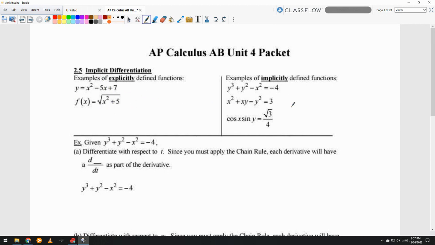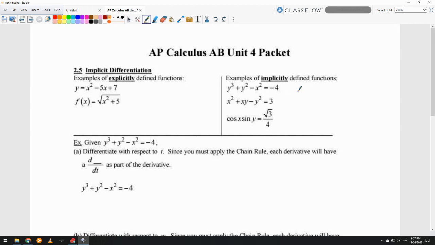Implicitly defined functions have the x's and y's all mixed together. So you'll see x's and y's both on the same side of the equation, and a constant on the other side in all of these, but you could also have an x on the other side or one of the y's on the other side. Just everything's kind of mixed together.